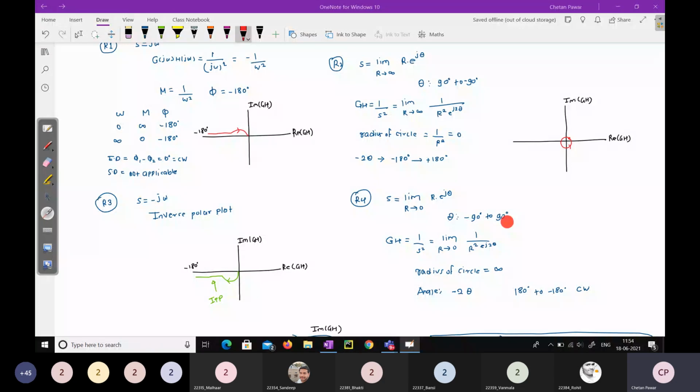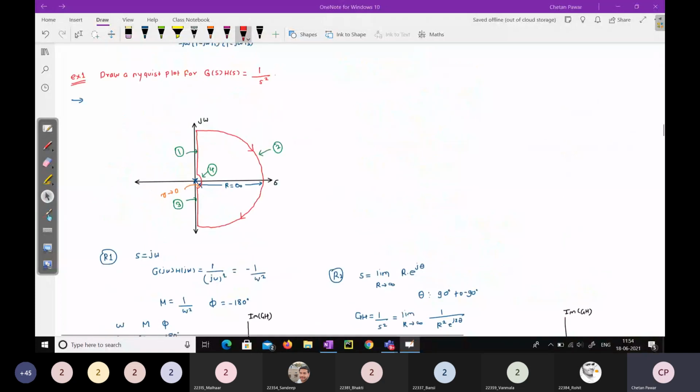Okay, so just put this S value into the open loop transfer function, that is 1 upon S square. If you put that, you will get radius of the circle infinity, and you will get angle minus 2 theta. That will be where theta is from minus 90 to plus 90. So minus 2 theta will be from 180 to minus 180 clockwise.